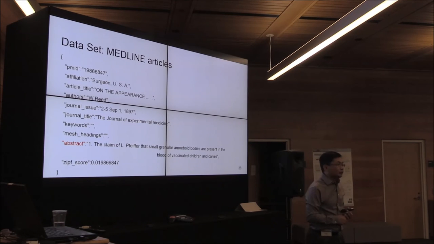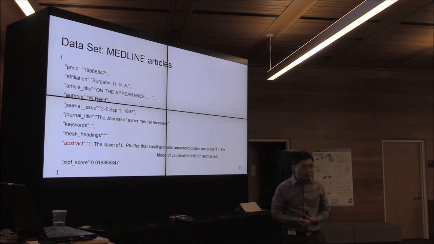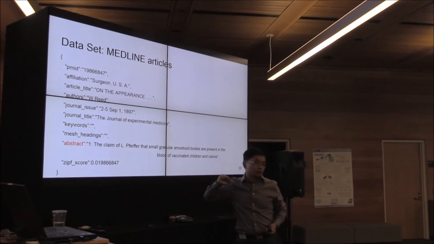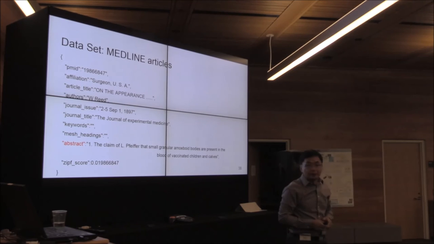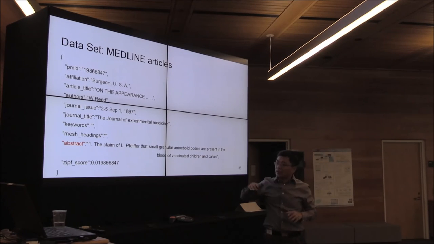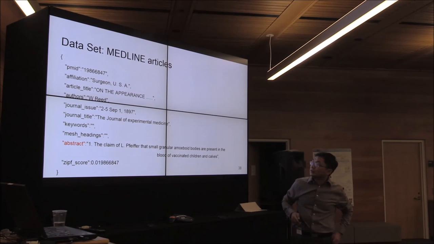The data set that we use, as I mentioned earlier, is a medical publication. We mainly focus on the abstracts. This is from MedLine. We have a collection of about 26 million records. Okay, and the abstract is the longest attribute in the schema.